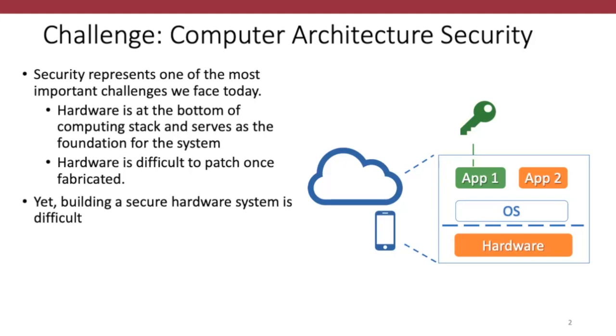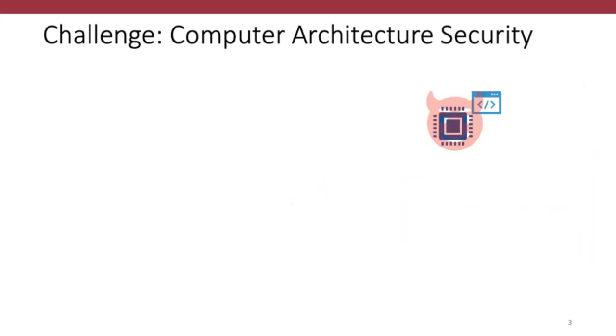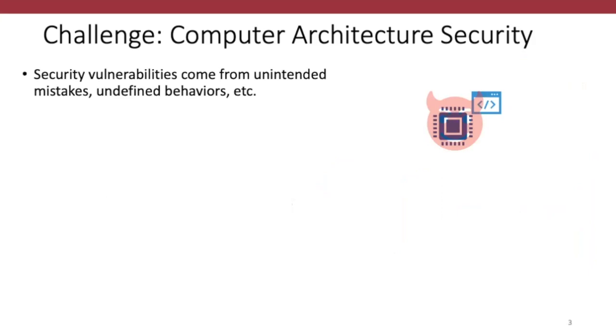Yet today, it's quite difficult to build a secure hardware system. As we can see today, we find a lot of vulnerabilities in the system. We might have heard of Spectre and Meltdown and all those side channel, covert channel attacks. The main reason that building a secure system is difficult is that it's hard to evaluate the vulnerability, because the vulnerability comes from unintentional mistakes or undefined behaviors. So as a system designer, in a lot of cases, the vulnerabilities are not known in the beginning.